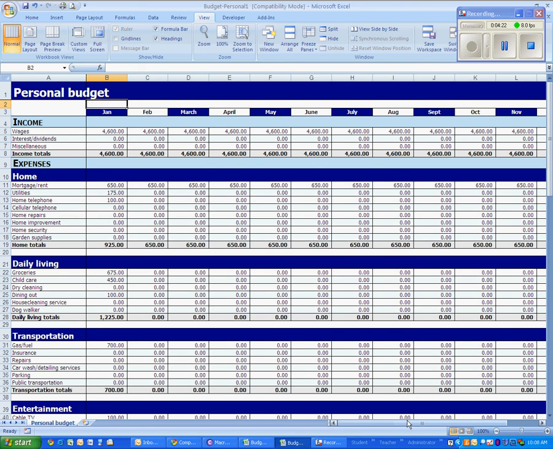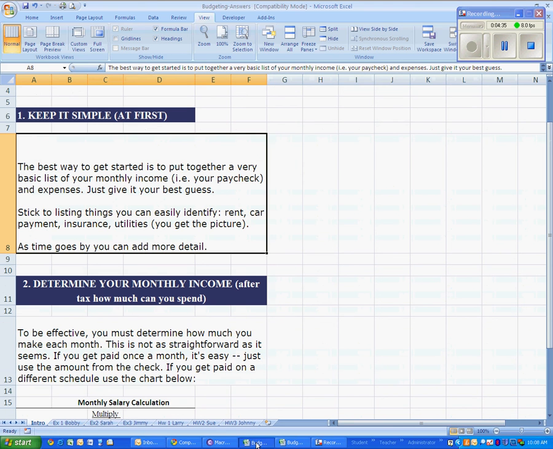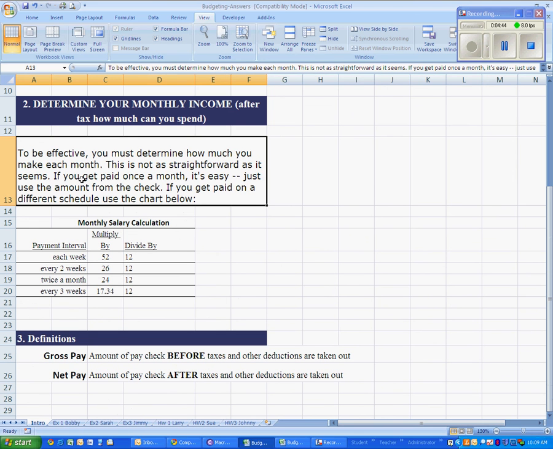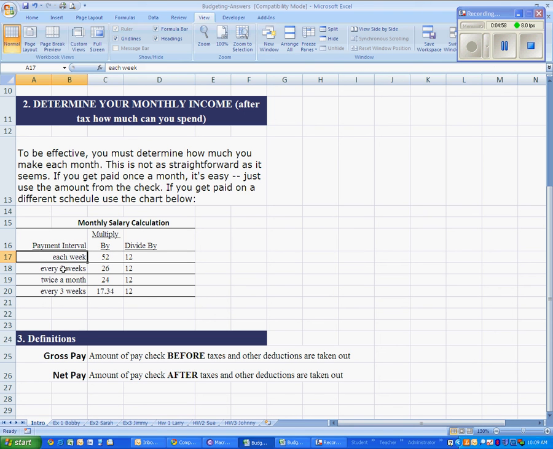Our budget, since this is an introductory activity, will not be this complicated. But as you go through life and your life gets more complicated, your budgeting will get more detailed. So let's go back to the original budget. Again, the first step is you just guess what your monthly expenses are. The second step is you want to take your income and have it displayed as monthly income. Because some people get paid differently. Some people get paid weekly. Some people get paid every 2 weeks. Some people get paid twice a month.